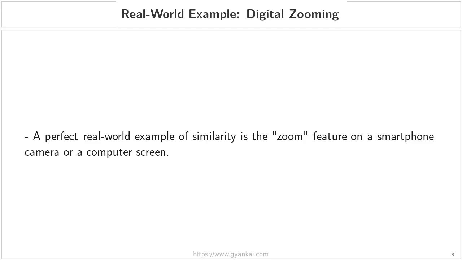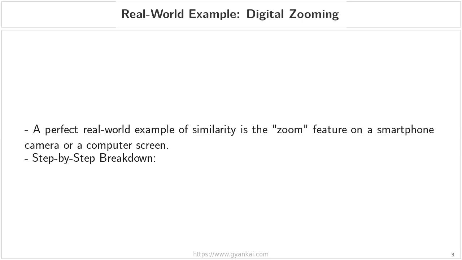Real-world example, digital zooming. Now that we have established the theoretical difference between shape and size, let's move away from abstract definitions and look at something you use every single day. To give you a real-world intuition for similarity, I want you to think about the zoom feature on your smartphone camera or when you're looking at a photo on a computer screen. Let's break this down step by step so you can see the math in action.